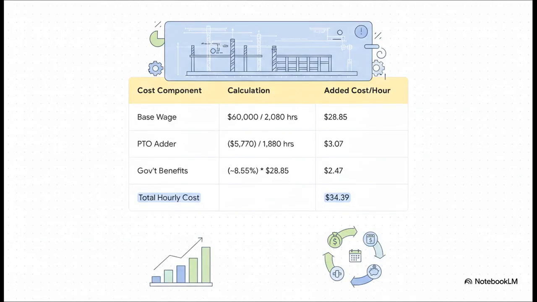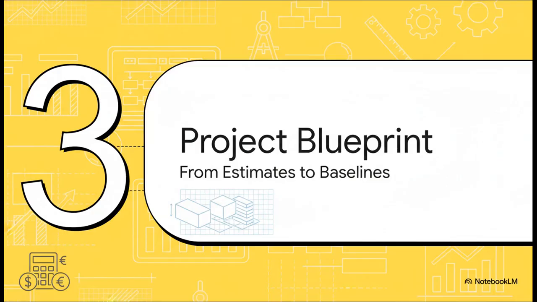And this table just lays it all out perfectly. You start with that base wage, the $28.85. Then you add what we're calling a PTO adder. That's another $3.07 an hour. Then you factor in government-mandated benefits, retirement, things like that. Boom, another $2.47. All of a sudden, your engineer's true hourly cost to the project is $34.39. That's nearly 20% higher than the base wage. And if you get that 20% wrong, you could bid on a huge contract and be losing money from the second you start.